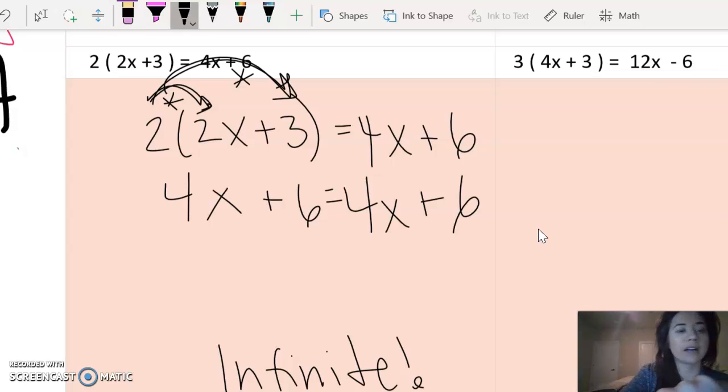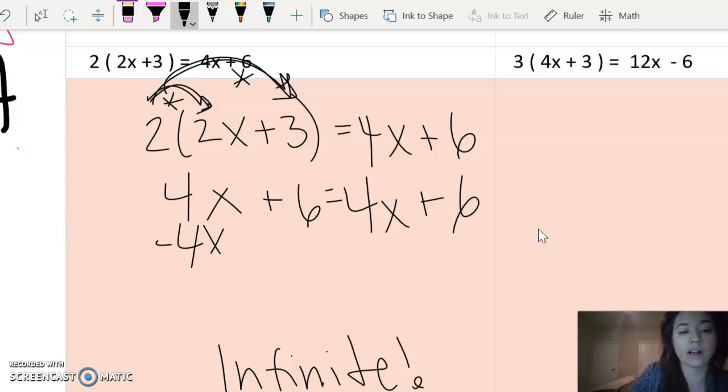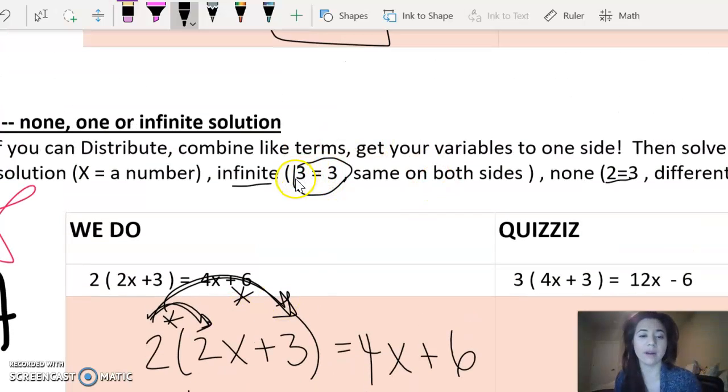Let me rephrase that. So if you can tell right here that they're the same thing on both sides, you can say infinite. Or you could take it one step further. Something that we were doing a lot was getting our variables on one side. So subtract 4x, subtract 4x. So that way we can get this 4x and that 4x to combine. They end up canceling and we're left with 6 equals 6. A number equals itself. And when we have the same number on both sides, that tells us it's infinite.